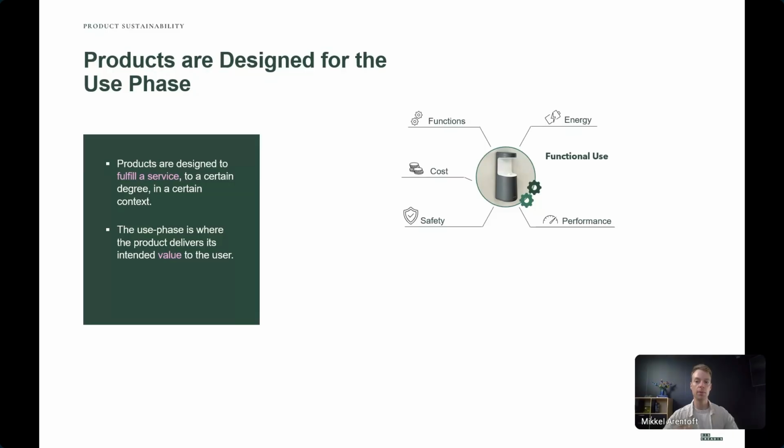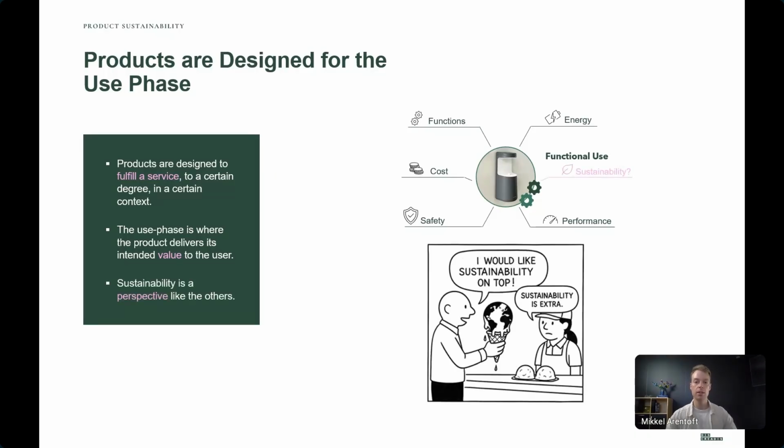This means that when we develop products, we often take into account any functions that the product must have, how well it performs these functions, the energy it uses during the use phase, how much it costs to produce, the safety, and so on. And sustainability is just another parameter to be included, just like the other ones. It's not the topping on our ice cream that is added afterwards. Imagine developing a product without the cost perspective and then begin driving down the cost once the product is finished. Then it'll be extra. But if we take sustainability into account at every step along the way, it'll be part of the decisions that we make the first time around.